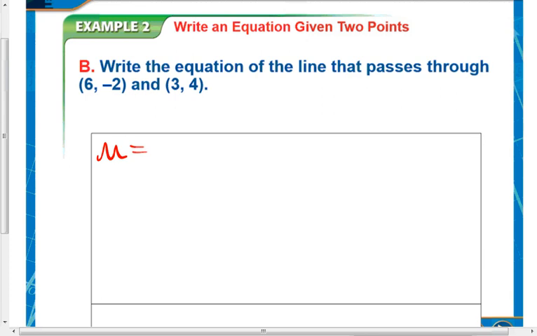So m is our slope. We don't know what it is. We're going to go ahead and plug it in, okay? We're going to figure it out. So the equation is the change in y over the change in x. Yes?